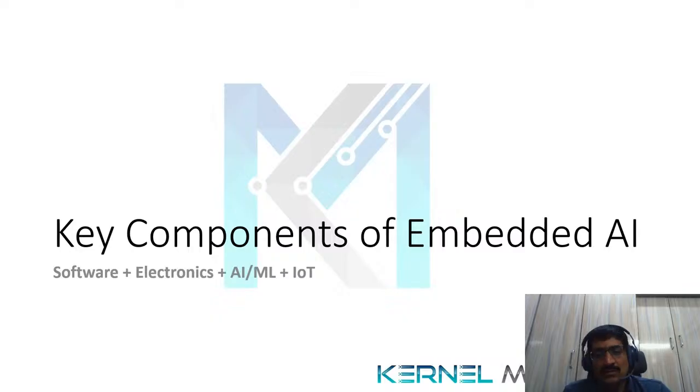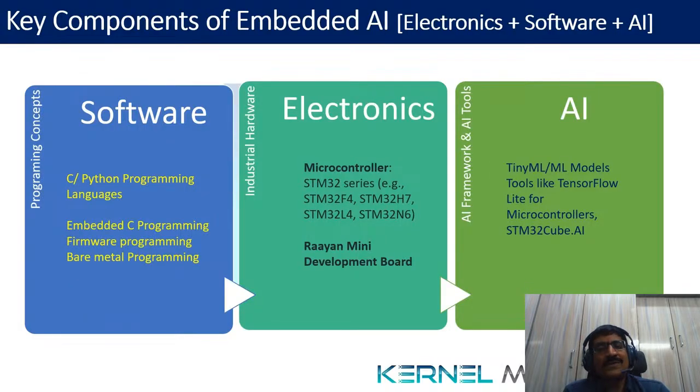I already told you embedded AI basically has three components. One is electronics related, second is software, third is AI. AI is traditional AI, normal AI only. The three in combination you can call embedded AI.